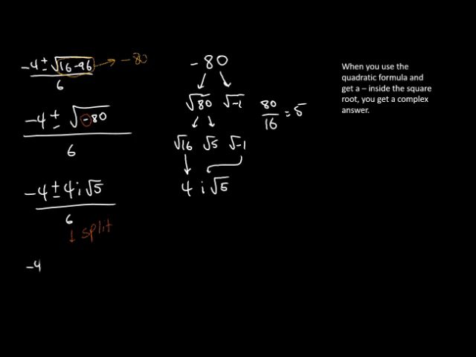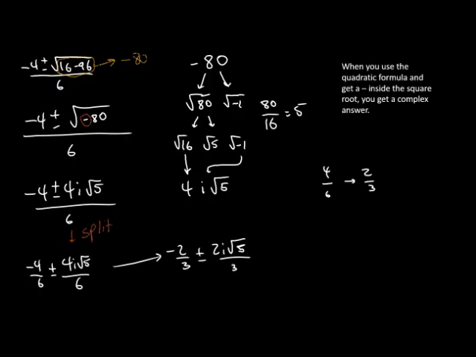When we do that, we'll have negative 4 over 6 plus or minus 4i root 5 divided by 6. However, 4 over 6 is the same as 2/3. So we now have negative 2/3 plus or minus 2i root 5 over 3, 2 going on top and the 3 going on bottom. So our two solutions will be, first, x equals negative 2/3 plus 2i root 5 over 3. And x also equals negative 2/3 minus 2i root 5 over 3.